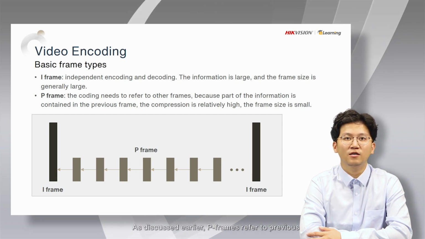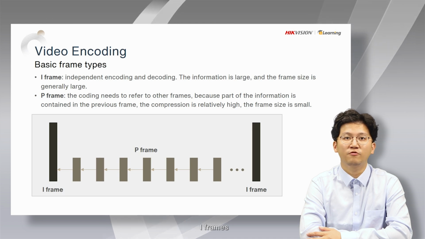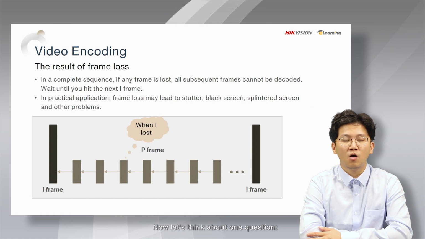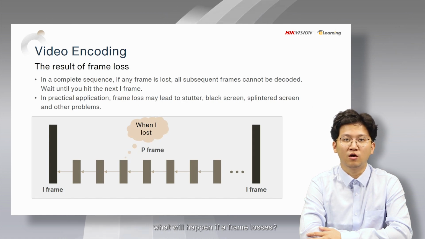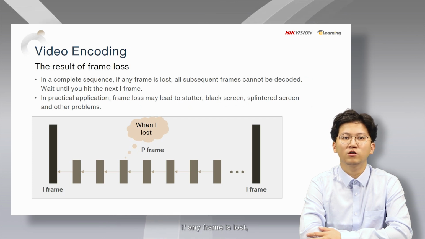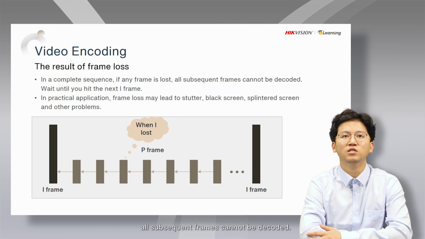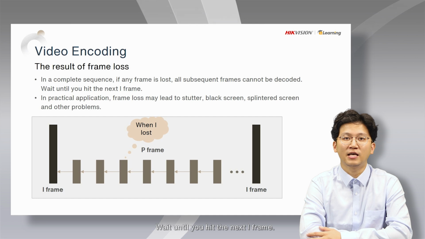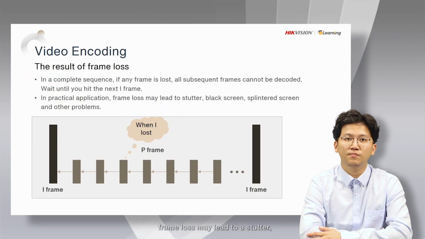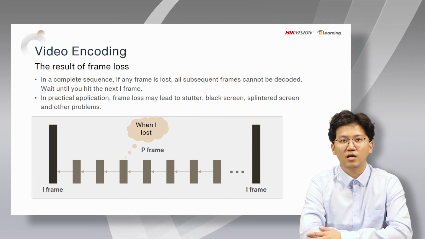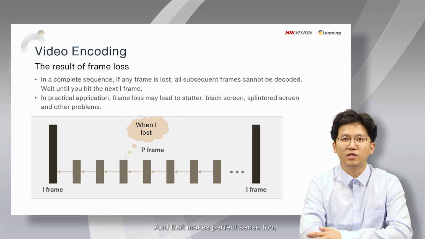As discussed earlier, a P-frame refers to previous I-frames or P-frames, alright? Now, let's think about one question. What will happen if a frame is lost? In a complete sequence, if any frame is lost, all subsequent frames cannot be decoded until you hit the next I-frame. In practice, frame loss may lead to stutter, black screen, splintered screen, and other problems. And that makes perfect sense too.